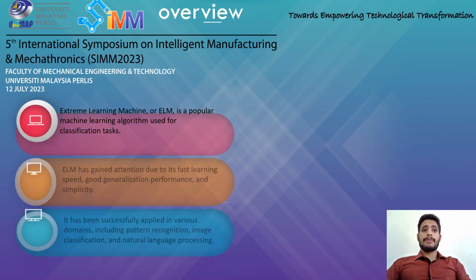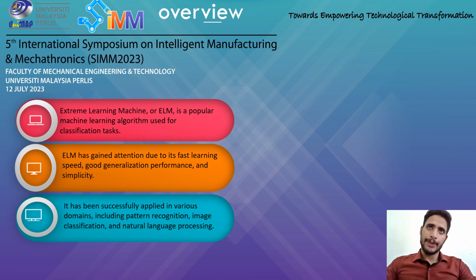We can give here an overview of the ELM classifier. The ELM classifier is a popular machine learning algorithm used for classification tasks. ELM has gained attention due to its fast learning speed, which means it's fast, and it also has good performance. It has been successfully applied in various domains, including pattern recognition, image classification, and natural language processing.